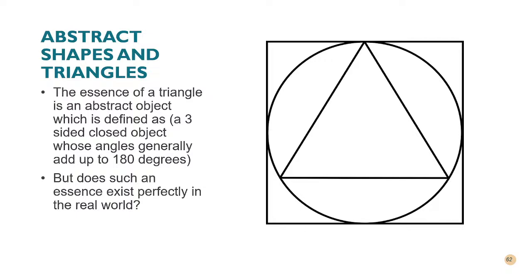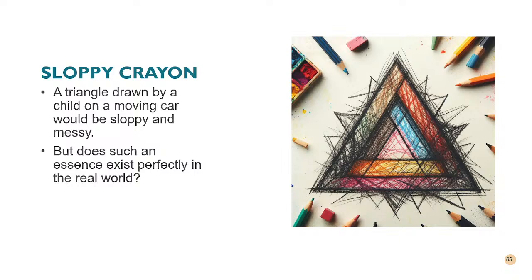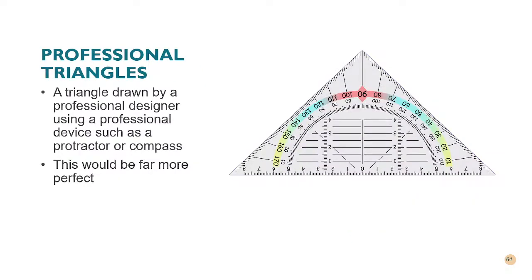But the thing is, does a perfect triangle exist in the real world? Namely like Plato's archetype. Well, obviously there can be a sloppy triangle drawn by a kid in a moving car. It's still a triangle, but it's very imperfect and sloppy, and not perfect. A professional triangle, we could say it's more perfect. It better resembles what a perfect triangle is, namely if it is made with a protractor or a compass.